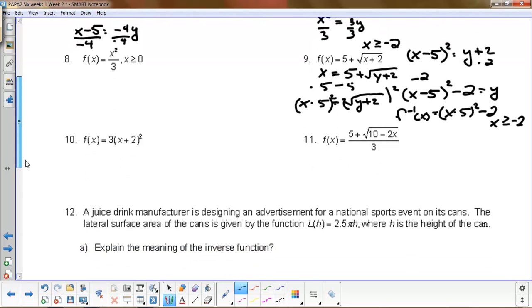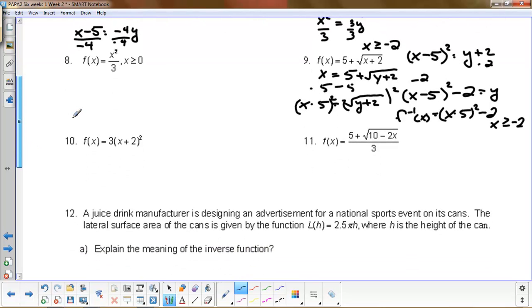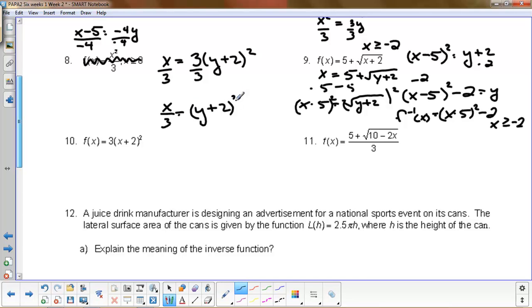Alright, number 10. Because we did not complete number 8, I will utilize that space to fill in some of the work for number 10. So here we go. x equals 3y plus 2 squared. Divide both sides by 3. x divided by 3 equals y plus 2 squared. Square root both sides.